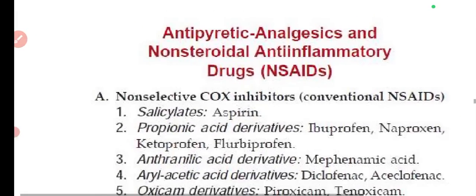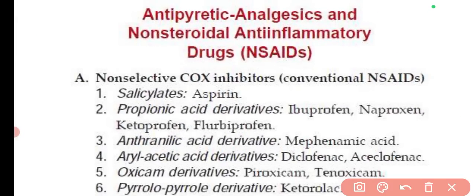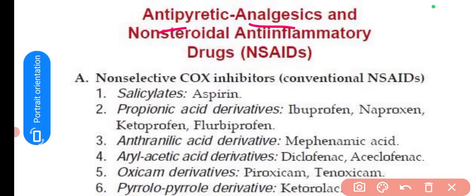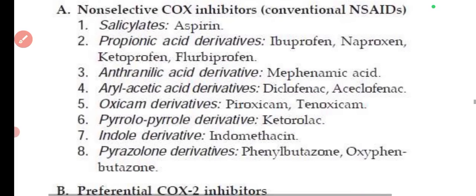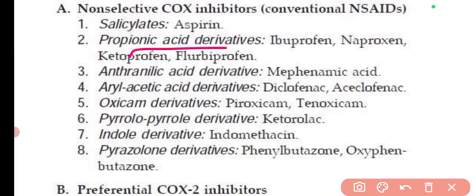Then there are several other classifications, for example, NSAIDs, which are antipyretic, analgesic, and non-steroidal anti-inflammatory drugs. So in this also there are several different classes. For example, the first class is non-selective COX inhibitors, in which conventional NSAIDs come under, and there are many different classifications. For example, salicylates is aspirin. Then there are propionic acid derivatives. These are ibuprofen, naproxen, ketoprofen, flurbiprofen.